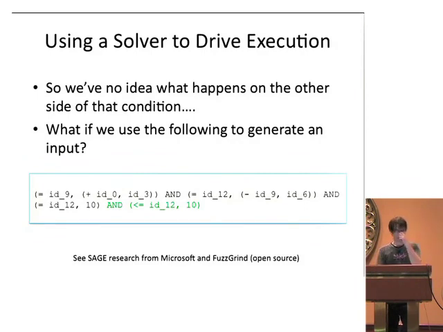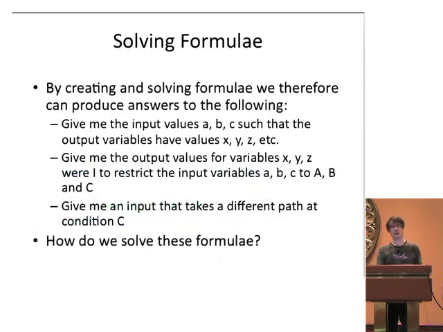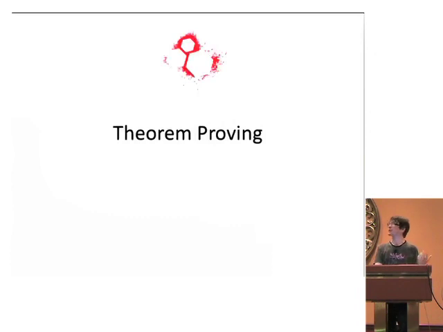So how do we actually solve these formulae? Basically, we have, at this point, a bunch of formulae with constraints, but how do we actually reason about these? There's a huge amount of academic research on theorem proving, some of it useful, some of it not.